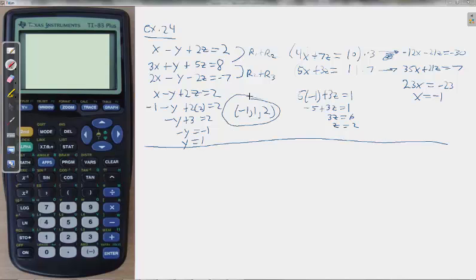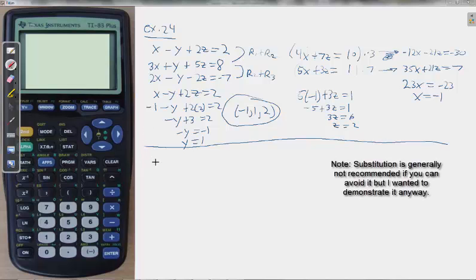So our solution should be x is negative 1, y is 1, and z is 2, an ordered triple. You can check that same way as ever. Just plug it in. Negative 1 minus 1 is negative 2, plus 4 would be 2. Negative 3 plus 1 would be negative 2, plus 10 would be 8. Negative 2 minus 1 would be negative 3, minus 4 would be negative 7.